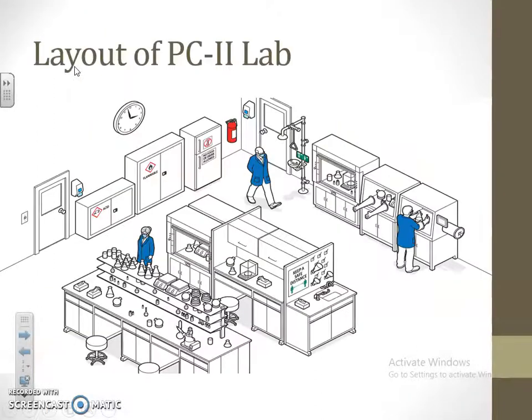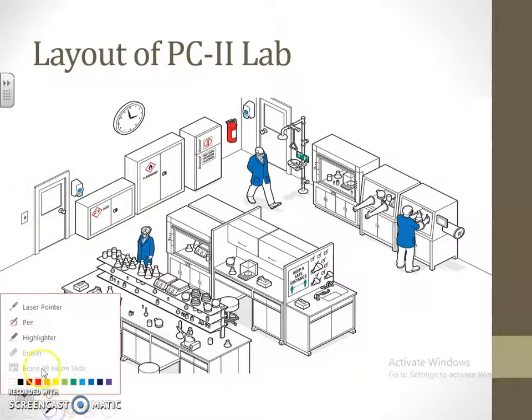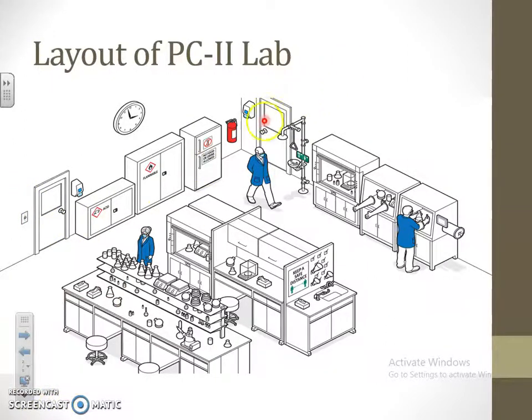So this is a layout of the pharmaceutical chemistry 2 lab, in which we can see that there are different areas. For example, this is the main entrance, and this is the second entrance for getting into the pharmaceutical chemistry 2 lab. On this side there are shelves which hold different types of chemicals. For example, this is the cupboard for fuming or flammable chemicals, and this is the cupboard for storing acids.